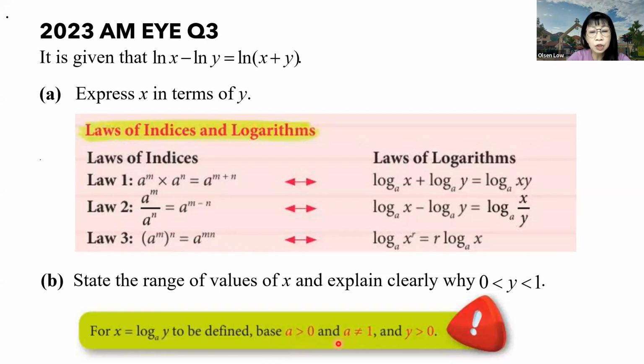So the first 2 conditions for log to be defined have to do with the base, and the third condition has to do with the value of y. Whichever value is within the log function itself, this value has to be greater than 0. So with this, let's move on to solve the question.